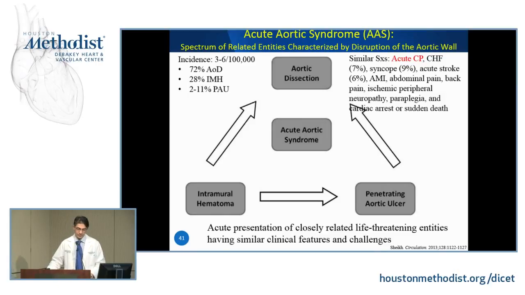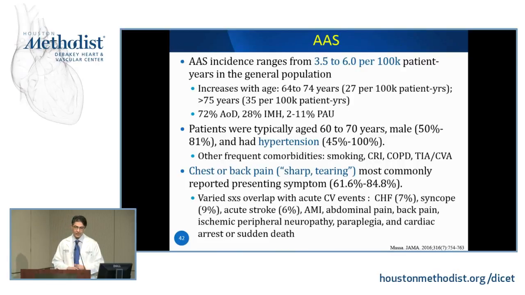Okay, so acute aortic syndromes. Now, these are a conglomerate of diseases that often share very same presentations and similar pathophysiology. And so, they're frequent. They're about 3 to 6 per 100,000. I mean, enough that we see them every day in this hospital. They increase with age. Vast majority are aortic dissection, followed by intramural hematomas, followed by penetrating aortic ulcers.